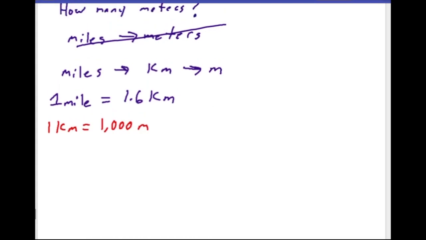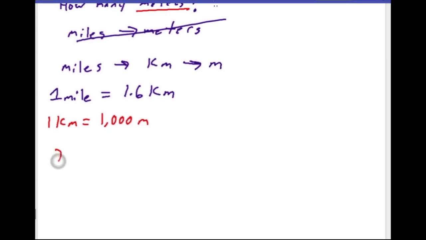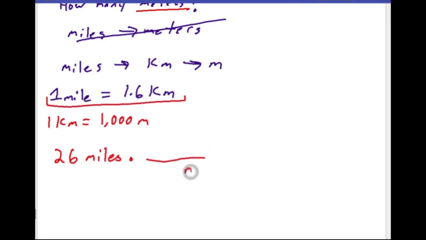So let's go back to our initial problem and see what we're being asked again. We have 26 miles and we've got to get it to meters. Unfortunately, we don't have that conversion. What we do have, though, is a conversion from miles to kilometers and kilometers to meters. So if we start with our 26 miles, we need to now multiply that by our fraction that includes miles. That's right here. So we have miles on top. That means we need miles on the bottom. How many miles was that? That was 1 mile. What goes on top? Kilometers, because that's the only ratio that we have.